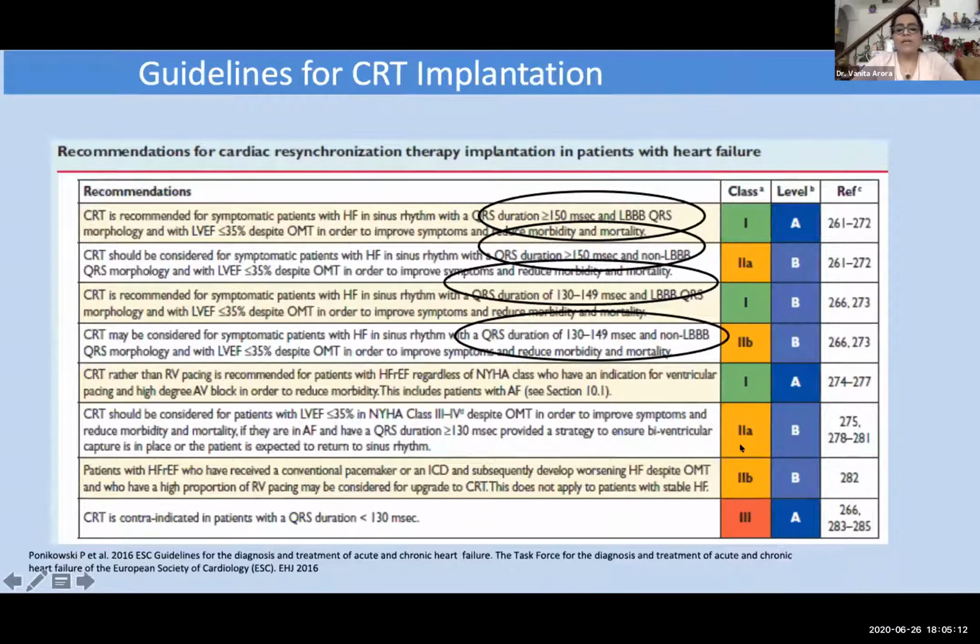Similarly, if the QRS width is between 130 and 150 in a non-LBBB patient, it's a class 2B indication. The class 3 indication, or a contraindication, which I should say, is a QRS duration less than 130 milliseconds. This is very clear and there is no doubt about it.